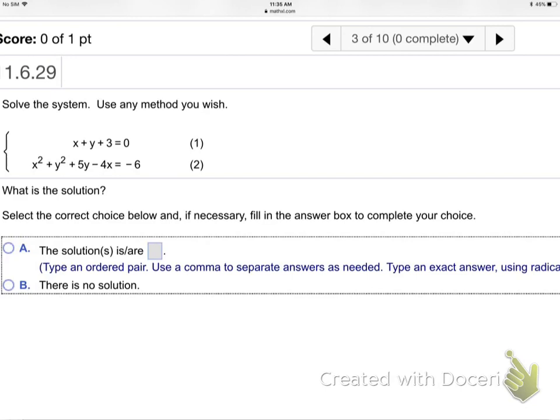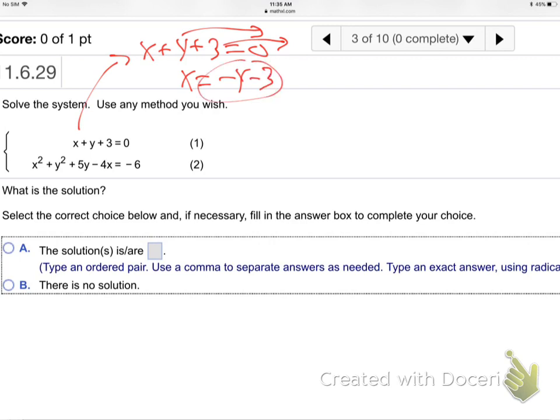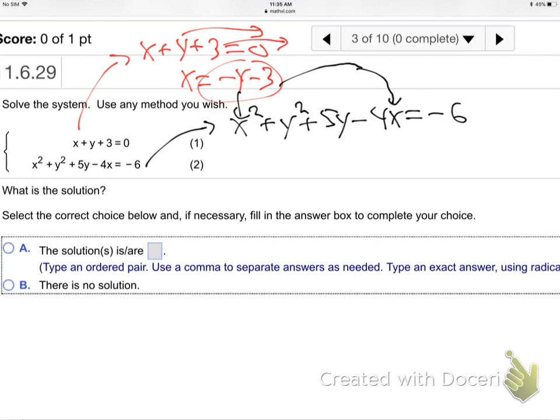So, we've got to take that first equation, x plus y plus 3 is 0. Solve for x or y, doesn't matter which one. I'll just solve for x, I guess. So just jump these guys to the other side, and x is minus y minus 3. Take that and plug it in to the other equation. What's the other equation? X squared plus y squared plus 5y minus 4x is negative 6. So plug in for x there.